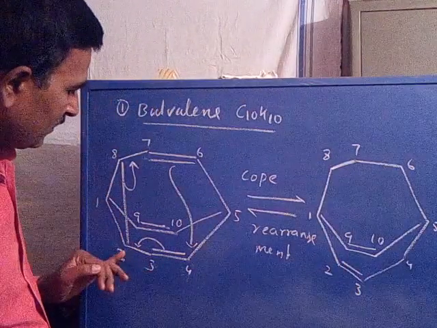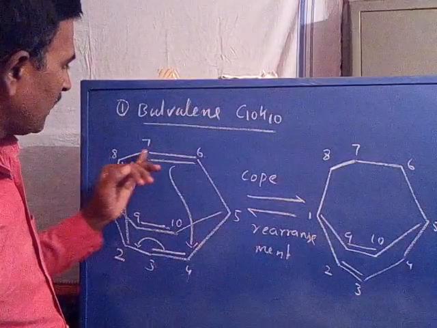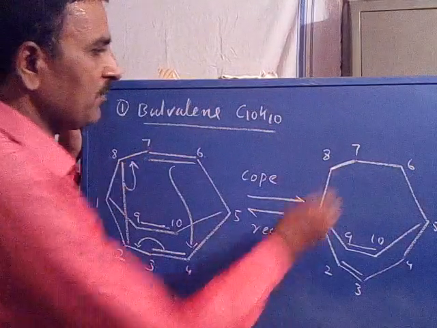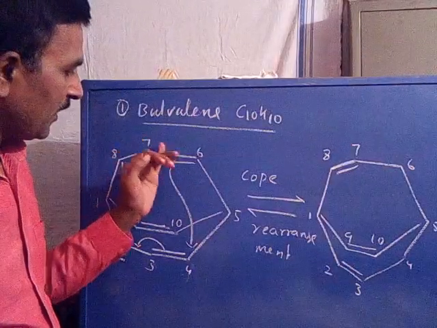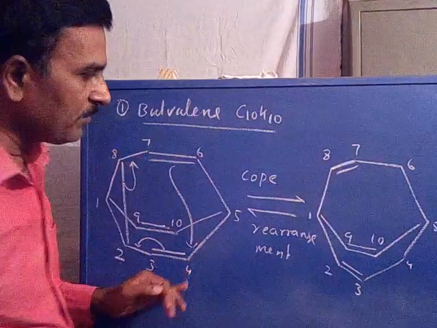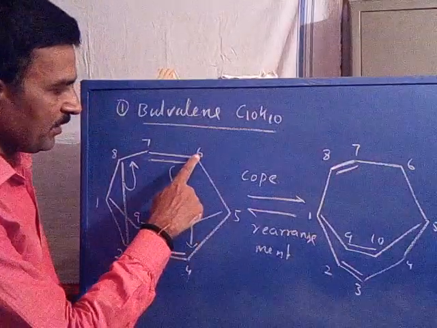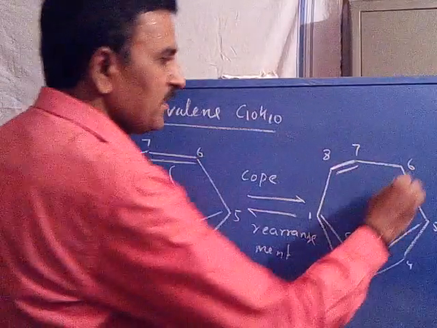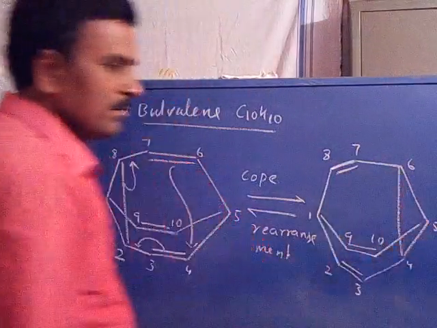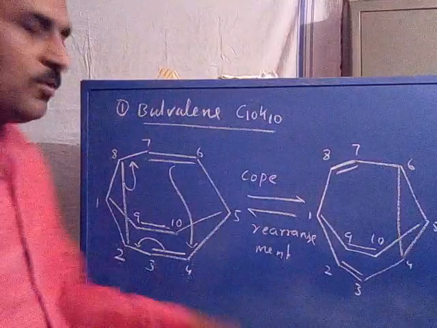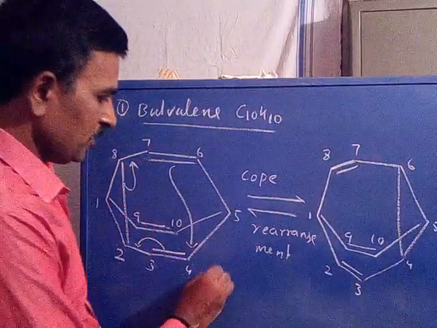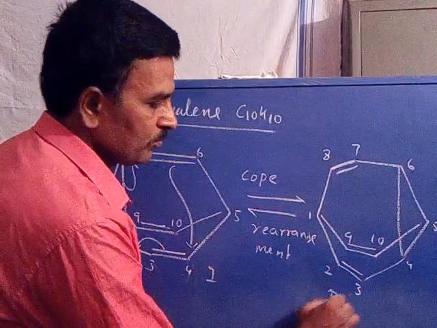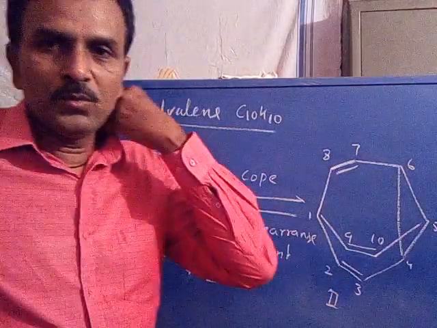Now the bond between carbons 2 and 8 disappears and forms a new pi bond between carbons 7 and 8, and the 6,7 pi bond migrates and forms a new sigma bond with the fourth carbon. Between the 6th and 4th carbon there is a sigma bond. This is the Cope rearrangement reaction. You see what happens. Now this is 1, this is 2. Is it clear?